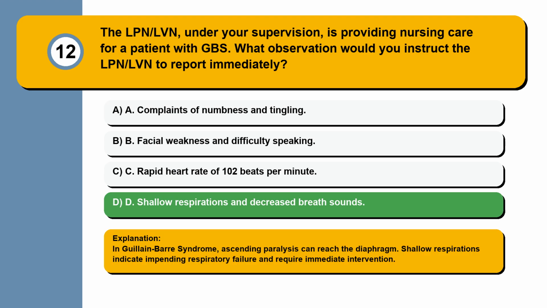In Guillain-Barré syndrome, ascending paralysis can reach the diaphragm. Shallow respirations indicate impending respiratory failure and require immediate intervention.